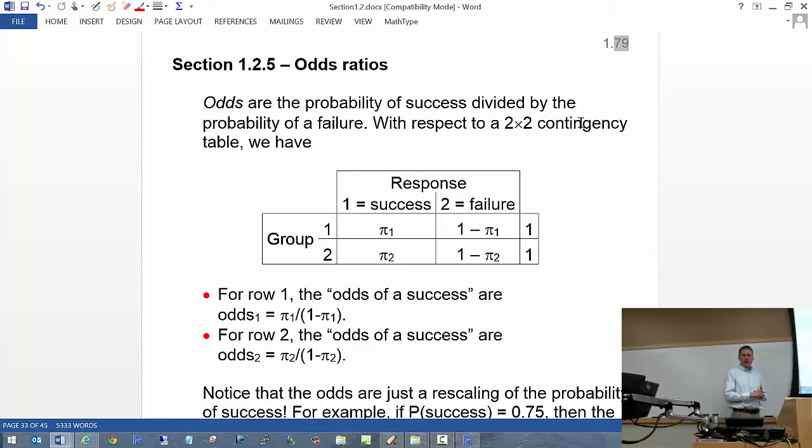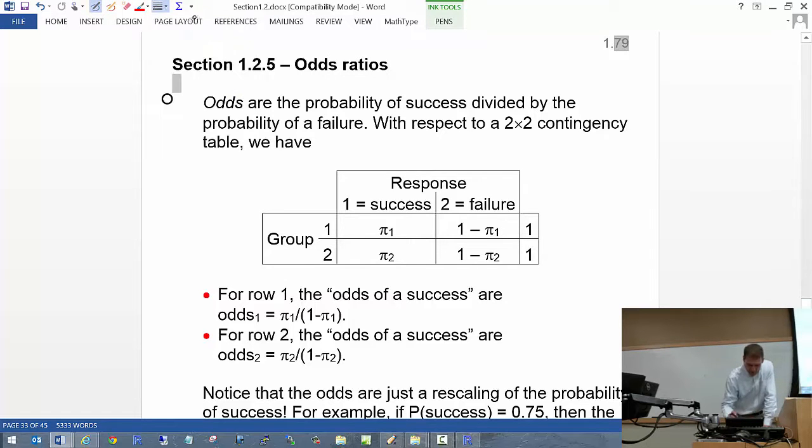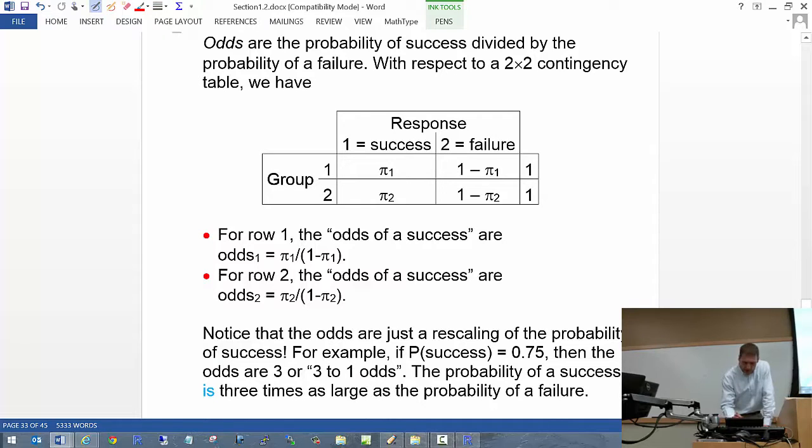And these odds ratios actually work by us rescaling the probabilities to begin with. So instead of looking at probabilities, we're going to look at odds of a success. Basically, an odds of success is simply your probability of success divided by your probability of failure. All it is is a rescaling of a probability of a success. That's it. It's just a rescaling.